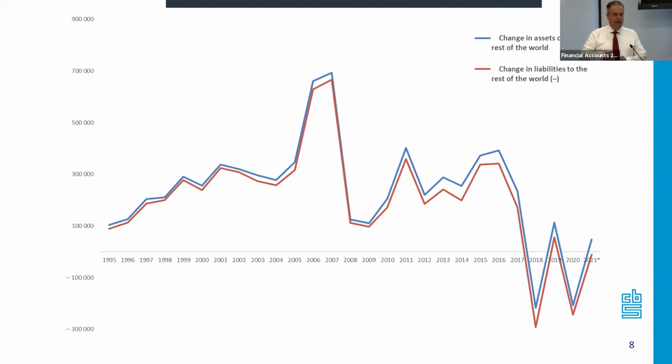So just before the financial crisis, we saw an enormous rise, and with the financial crisis, there was an extreme drop. And over the last few years under Corona, you see much more fluctuations and also going to negative values than we had ever seen before. So the accounts provide this kind of information, which is really useful to our users.